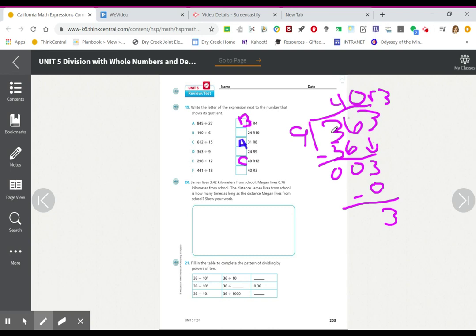So then 9 times 0 is 0. 3 take away 0 is 3. So it's 40 remainder 3. And I see the answer here. So I'm going to fill in my answer there. And now I'm going to move on to E.